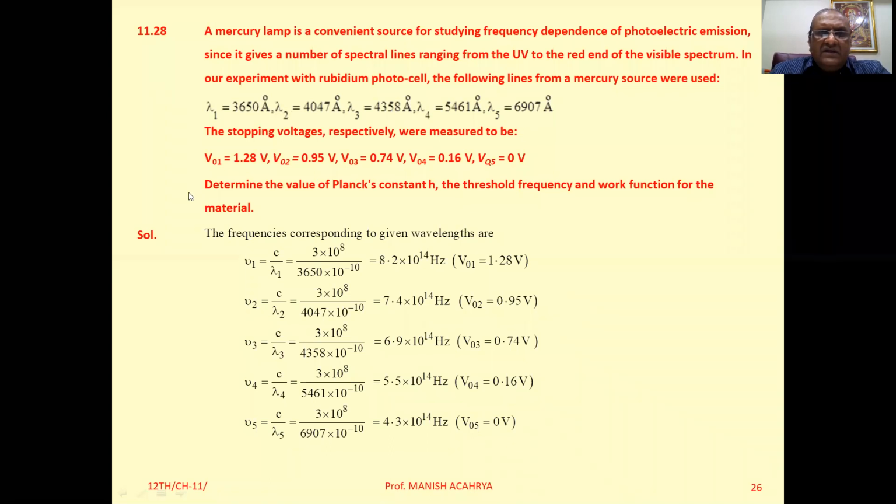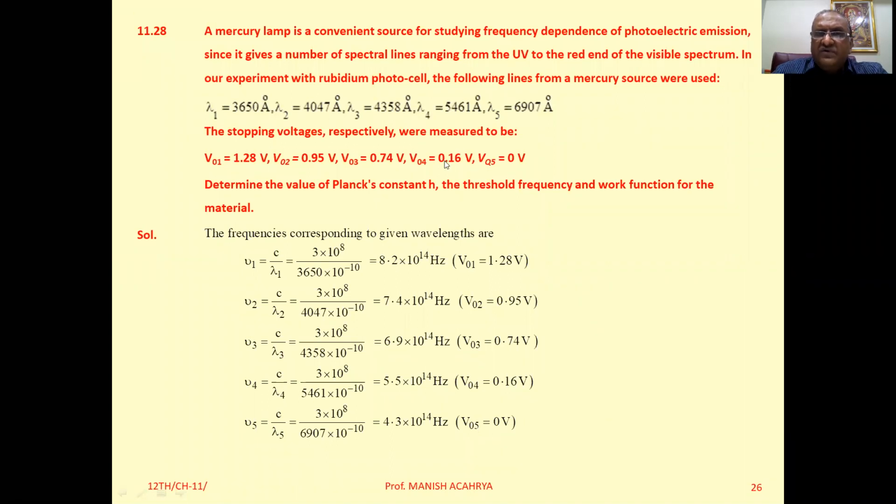Then stopping potentials or stopping voltages respectively were measured to be these, and these for the respective wavelengths. Then determine the value of Planck constant H, the threshold frequency and the work function of the material. See here, lambda and stopping potentials are given to you.